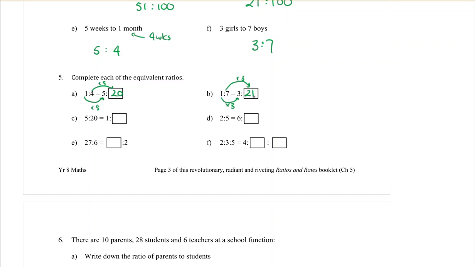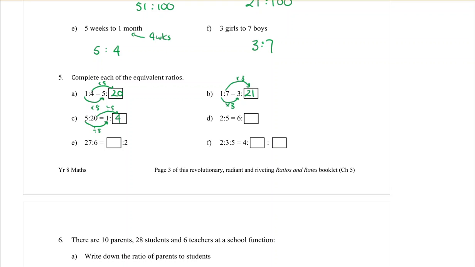Part C. We're starting with the 5, and it's turning into a 1. It's getting smaller, which means we divide by 5. Okay, don't ever try to add or subtract, okay? It's either multiplying or dividing. So the 20, I'm going to have to divide that by 5 as well. 20 divided by 5 is 4.